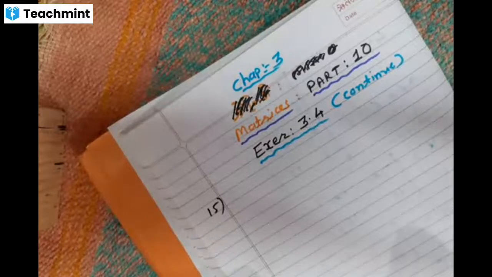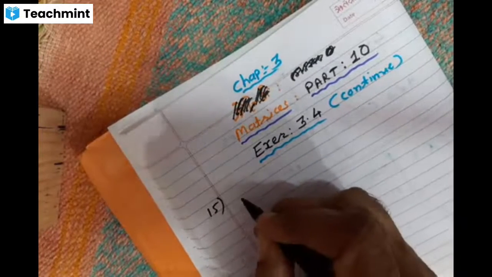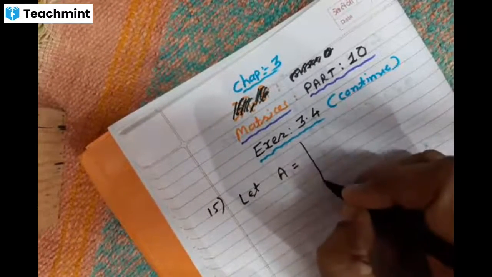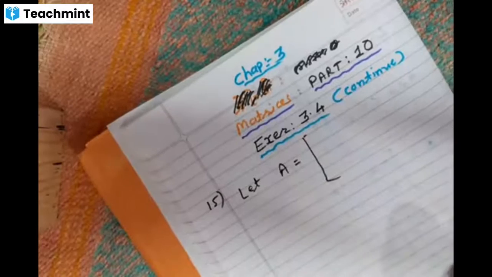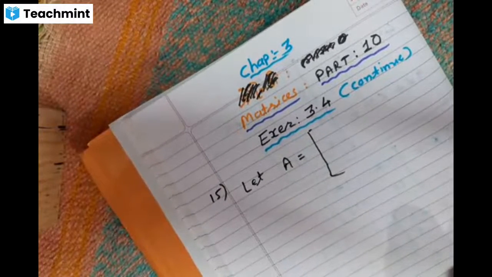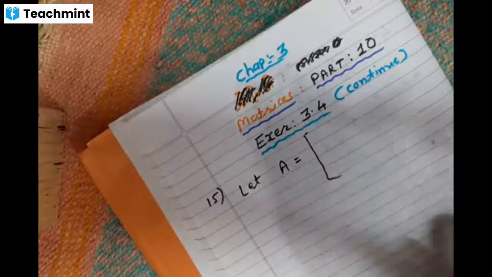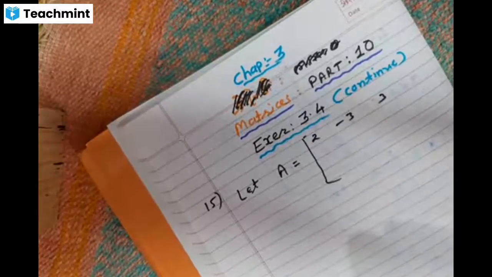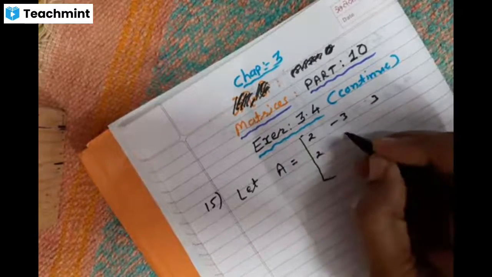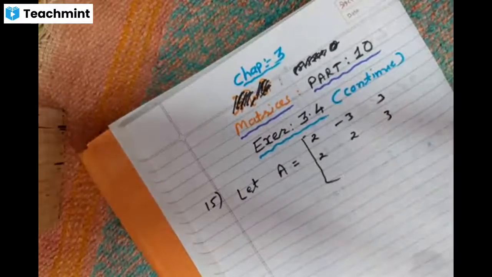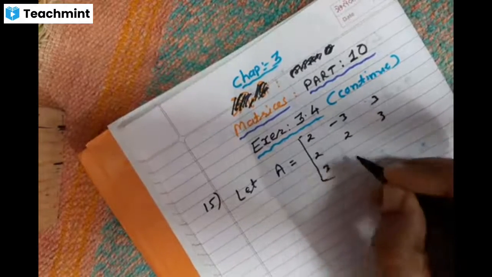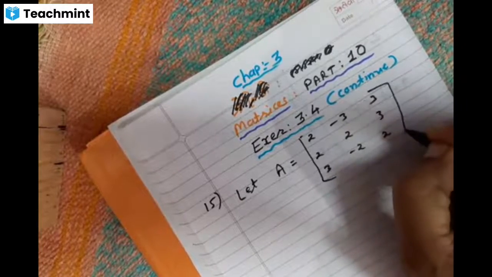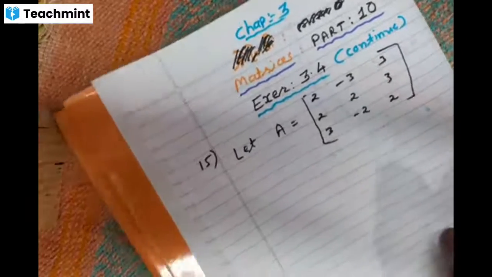Sum number 15. Whatever inverse matrix you want to find, first of all just call it A. A is equal to the matrix given; all of you look in the textbook and see. The matrix A given to us is 2, minus 3, 3; 2, 2, 3; and 3, minus 2, 2. The textbook must be open, all of you, and only then will we be able to understand which sum we are doing.